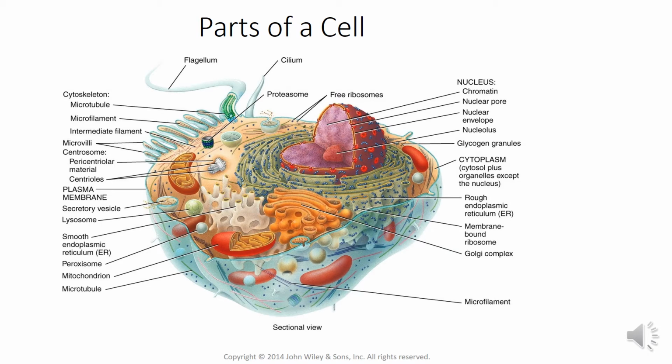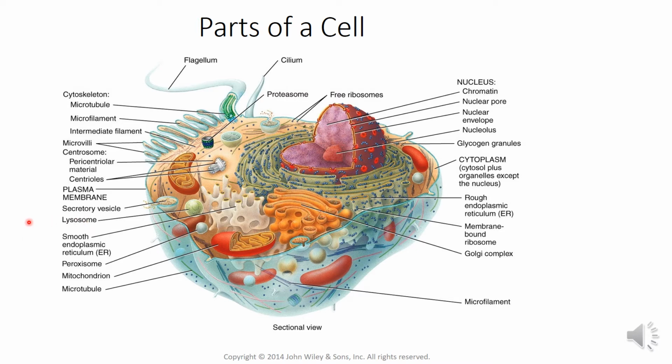So this is a very good diagram which explains the parts of cell. We have divided the cell into three main parts. That includes plasma membrane, then we have cytoplasm, and the third one is the nucleus. Okay, so let's see one by one.